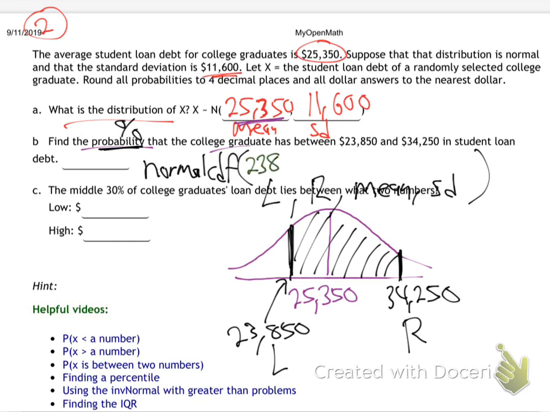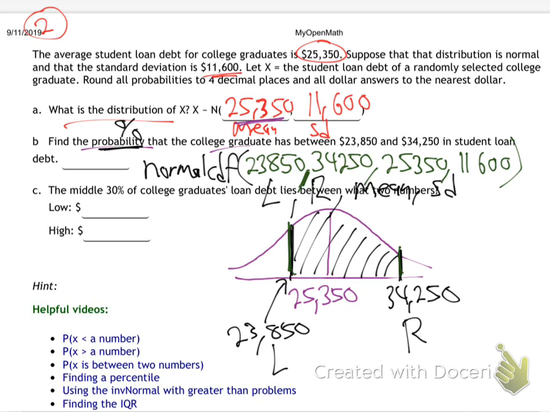The left edge is 23,850. Don't put a comma in the number because the commas have to go between the left and the right and the mean and the standard deviation. The right edge is 34,250. The mean is 25,350. I'm just running out of room. These are big numbers. And the standard deviation is 11,600. There we go. Put those numbers in.